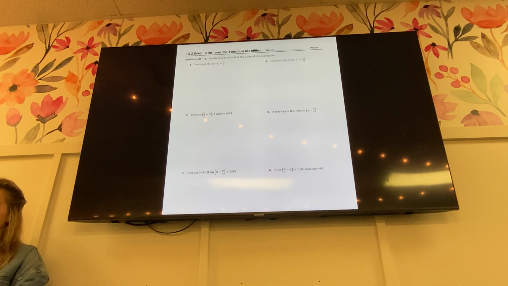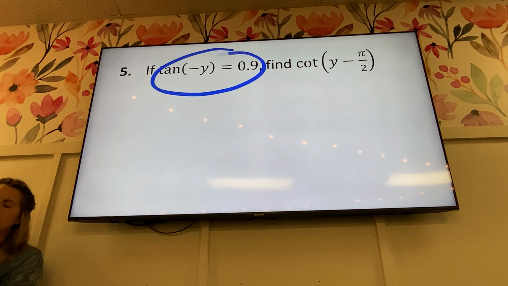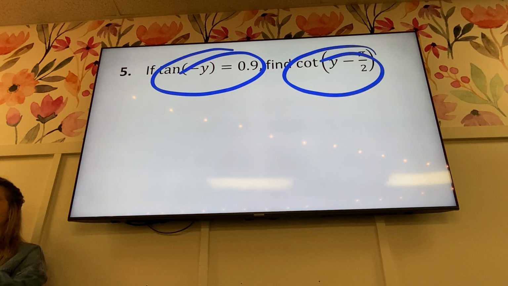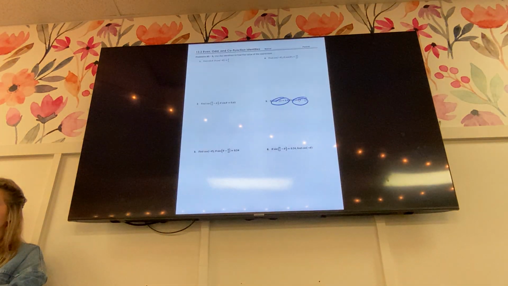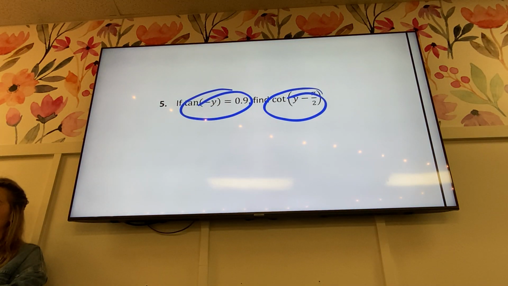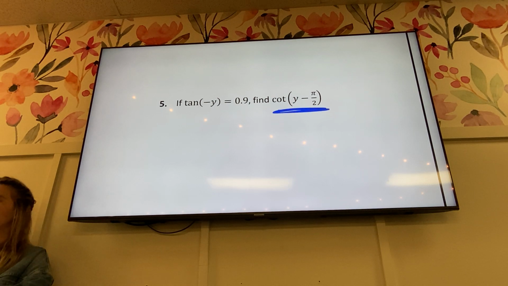I want to look at just one of these because I want to show you, on some of them, you might have to do stuff to this one and stuff to this one. Whoa, what just happened? Okay, here we go. So we already talked about how to rewrite the cotangent with the pi over 2 in the front. Like we just talked about how to do that.